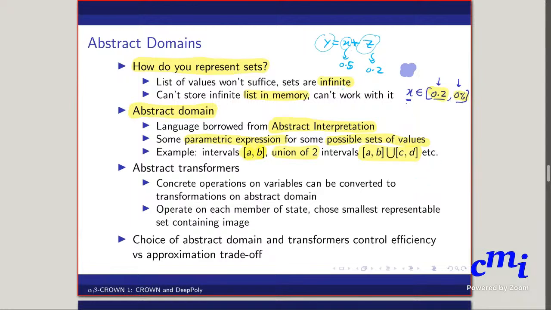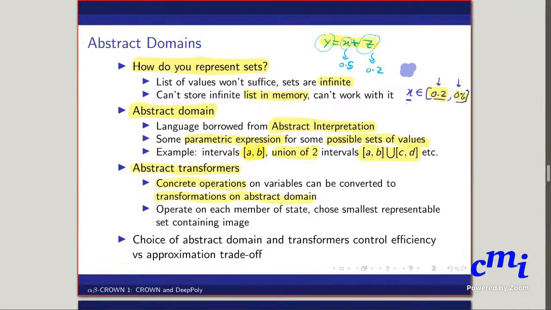So now when we have an expression of this form or some other form, and we want to do calculation, we're saying that X belongs to this interval, Z belongs to that interval. What is the interval that Y will belong to, right? So now all of our calculations need to not be in terms of just values, but be in terms of these intervals or these unions of intervals or any other kind of structure that we come up with, right? So this is what abstract transformers will do. It will take concrete operations and convert them to transformations on the abstract domain, right?